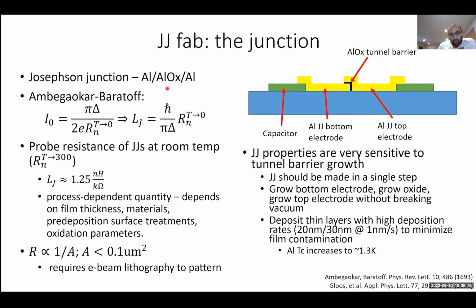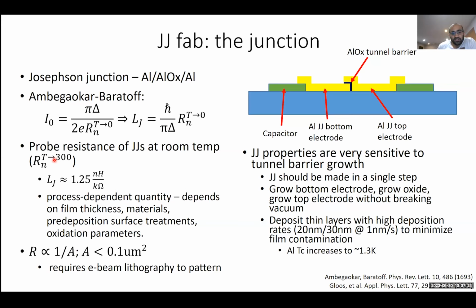It turns out that there is a nice relationship between the room temperature resistance, or the normal state resistance, across this junction and the Josephson inductance or the critical current. And it's given by the Ambegaokar-Baratoff relation from this paper here. That basically says if you know the normal state resistance of the junction, then that's linearly related to the LJ. There's some dependence on the superconducting gap of the electrodes there.